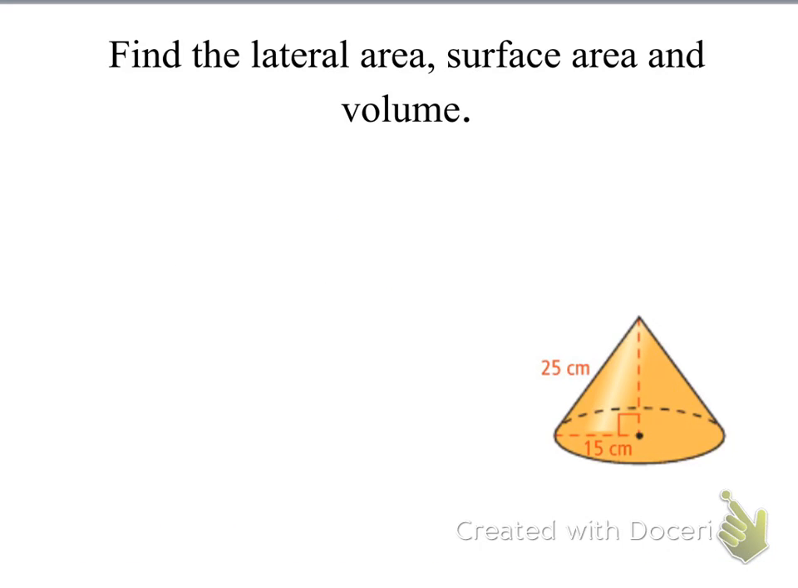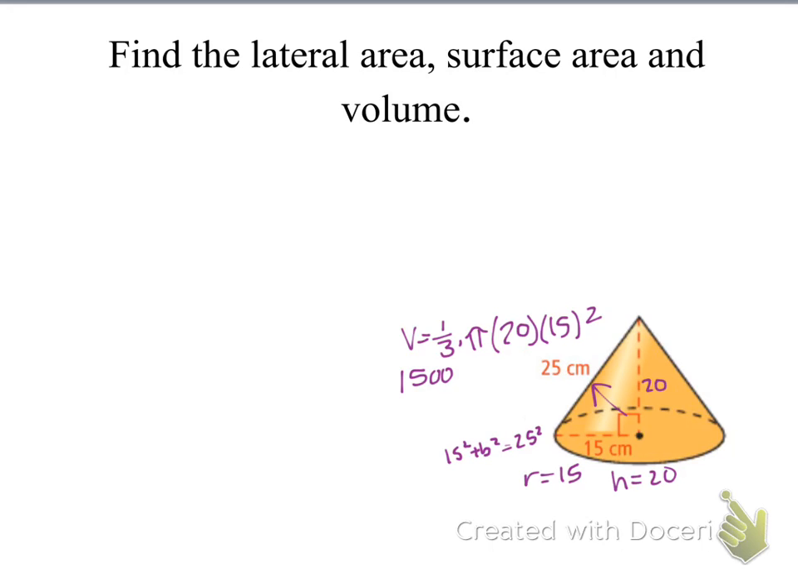We have to do the Pythagorean theorem again. So again, that's your c. So I do 15 squared plus b squared equals 25 squared. I am getting 20. So my height is 20, my radius is 15, so V equals 1/3 times pi times 20 times 15 squared, and I'm getting 1500 pi centimeters cubed.